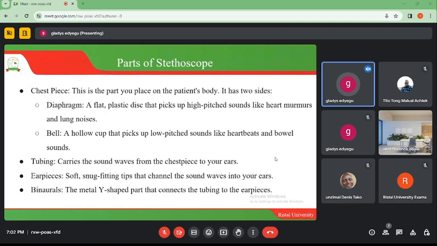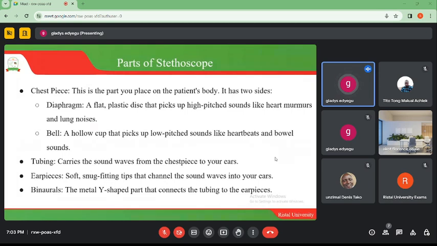And the chest piece, this is the part you place on the patient's body. And the chest piece is divided into two sides, that is the diaphragm and the bell. So you should be knowing which side you use when you're listening to the lungs. The diaphragm is the one that you put to listen for the heart murmurs and the lungs.